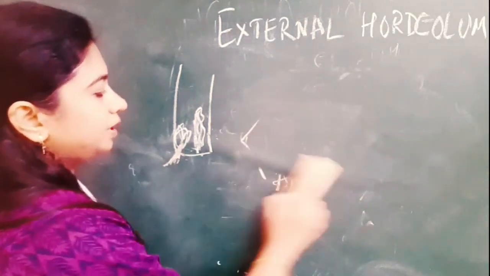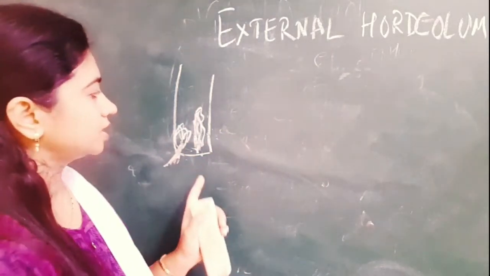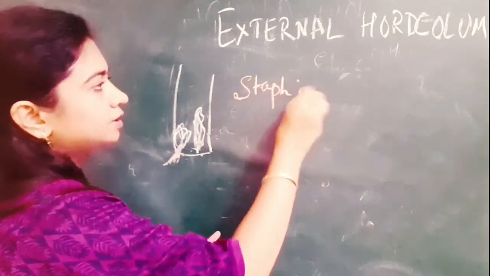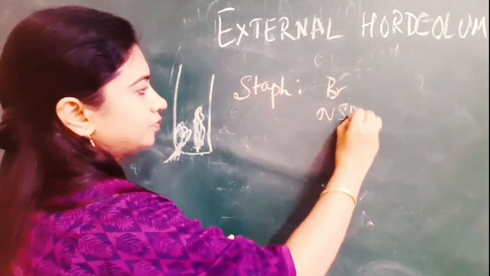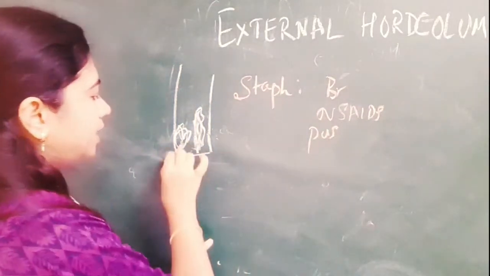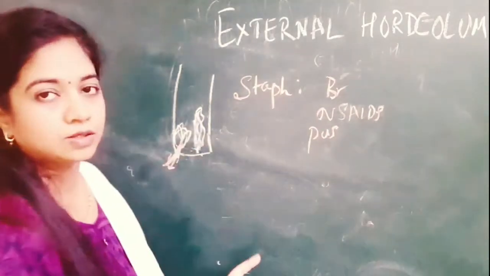So coming to the treatment, again see the pathophysiology. It is infective in origin. So the cause here is Staphylococcus. So treat with the broad spectrum antibiotics and NSAIDs. And if there is pus pointing towards the eyelash, just epilate the particular eyelash. Thereby you are draining the contents of the diseased gland. So this is the treatment for external hordeolum.